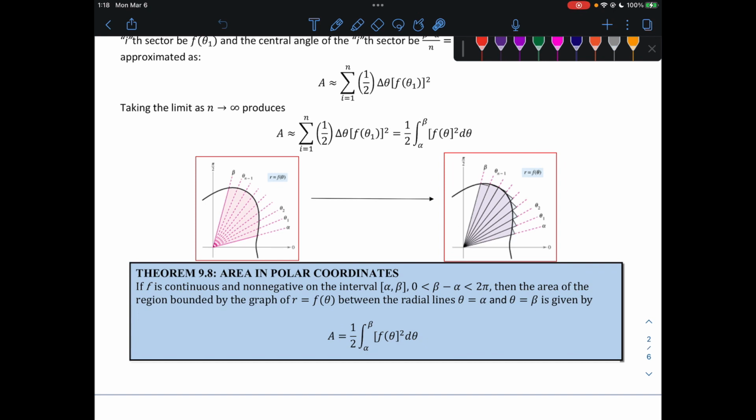Okay, so what do we have to remember here? If f is continuous and non-negative on the interval, then the area of the region bounded by the graph r equals f of theta between the lines alpha and beta is given by 1/2 integral from alpha to beta of f of theta squared d theta.